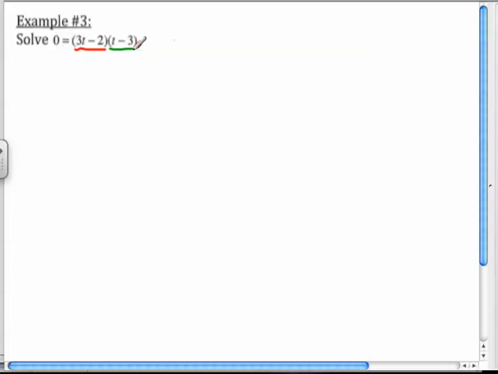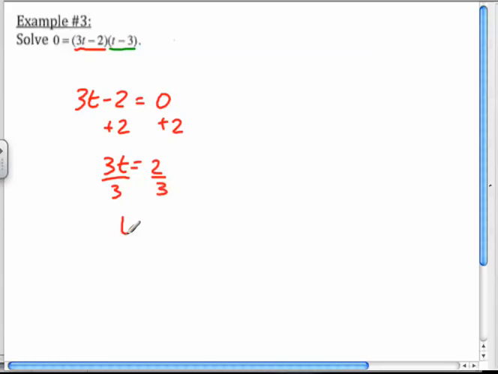Okay? So I'm going to look at this first one. 3t minus 2. Now, I want to know what makes this thing equal 0. Well, I'm going to find out by solving it. Add 2 to both sides, I get 3t is equal to 2, and then I divide by 3, and I get t is equal to 2/3. All right, so I'm going to put that right there.